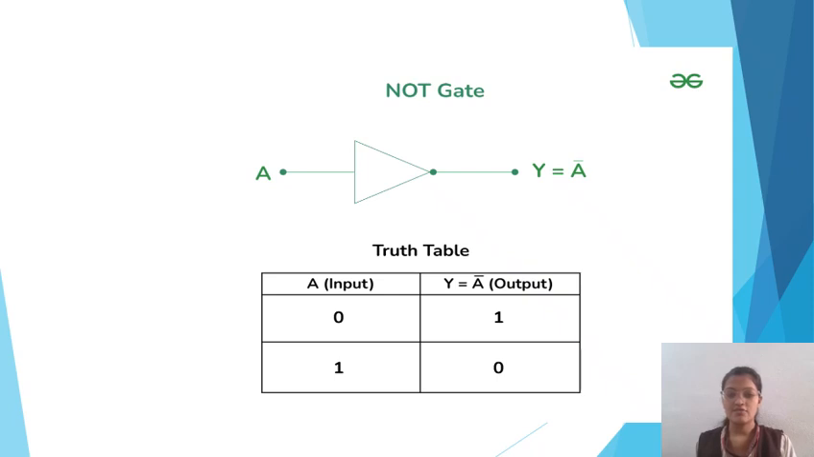We saw that the NOT gate gives the complementary form of the output when the input is a. Here we take the input a, and the output we get is y equals a bar. In the truth table, if a is 0, the complement of a becomes 1, and if a is 1, the complement of a becomes 0.